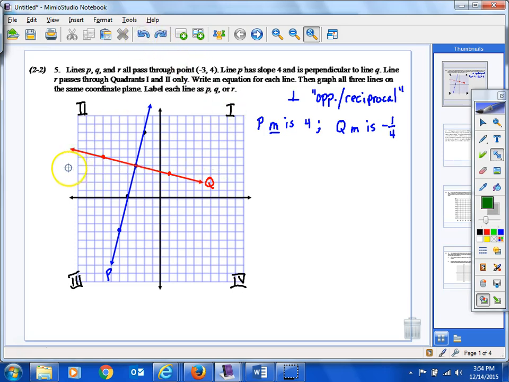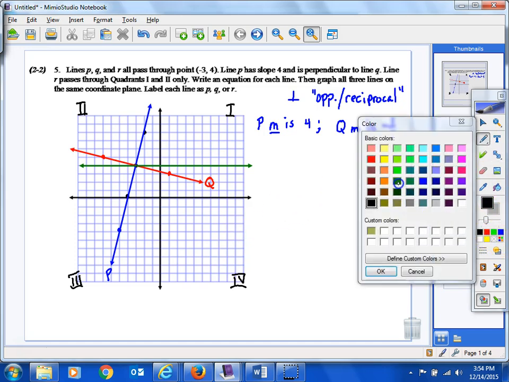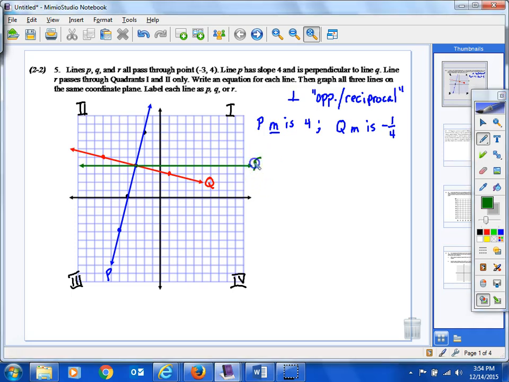It's a little bit low. Let me try that again. I guess that's a little bit better. So there's line R. Keep these color-coded so you can keep them straight. And now we're supposed to write an equation for each line. So I'll start with the easy one, line R's equation.